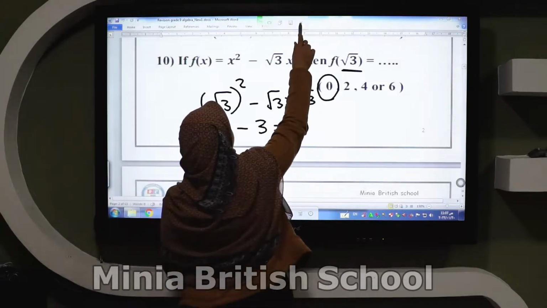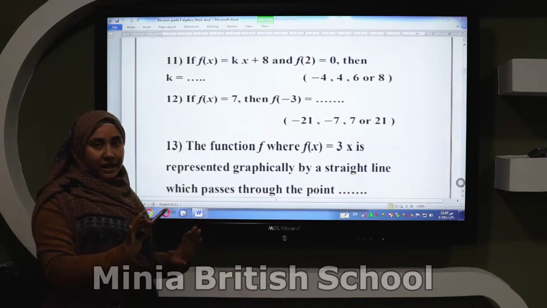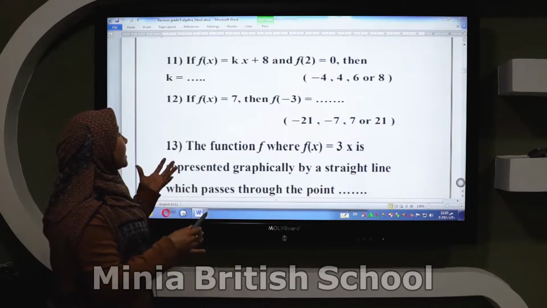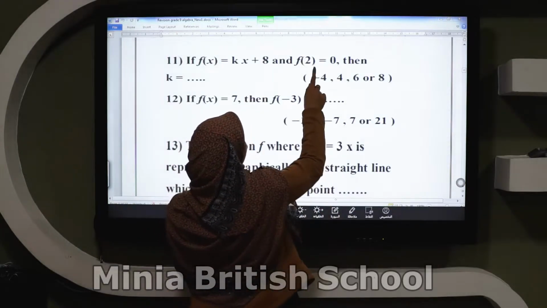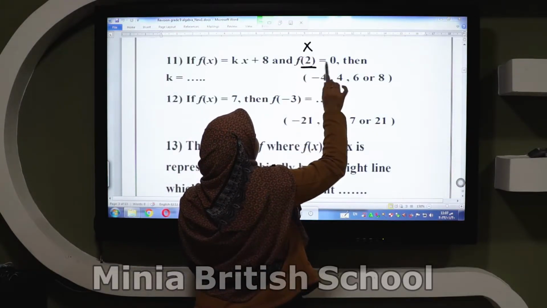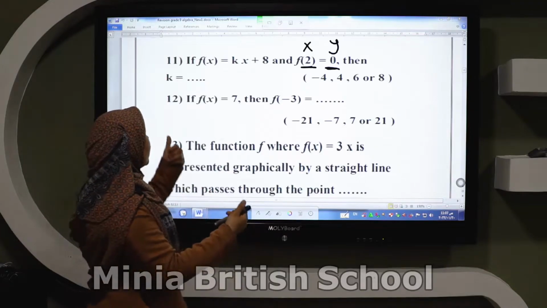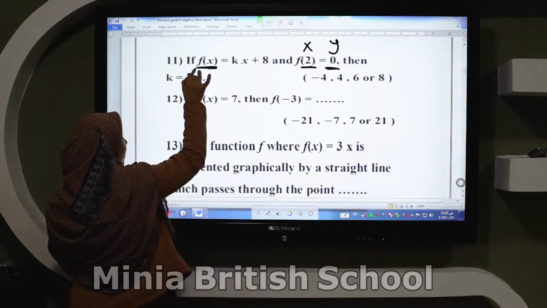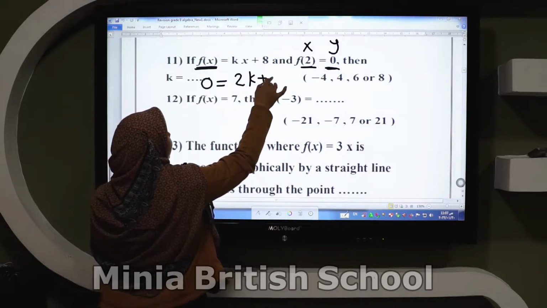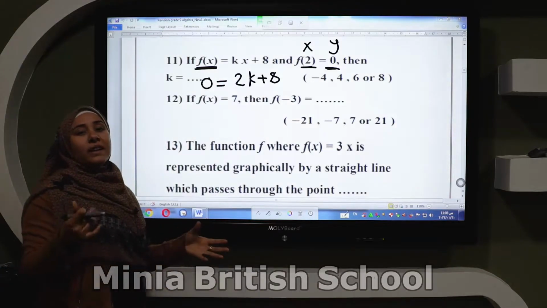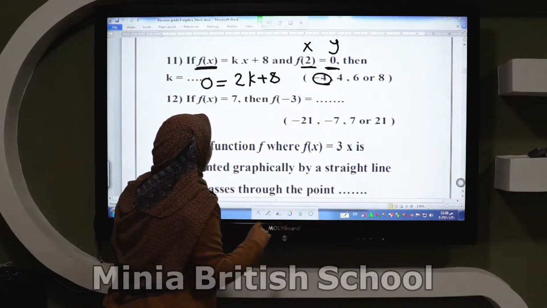Okay, clear? Next, number 11, if f(x) equals kx plus 8, and f(2) equals 0, then k equals what? Okay, f(2), I mean here the value of x equals 2 and the value of y equals 0. You can substitute by the values of x and y in this function. So f(x) equals 0 and x equals 2, so 2k plus 8 equals 0. Now if you simplify it, we find k equals negative 4.